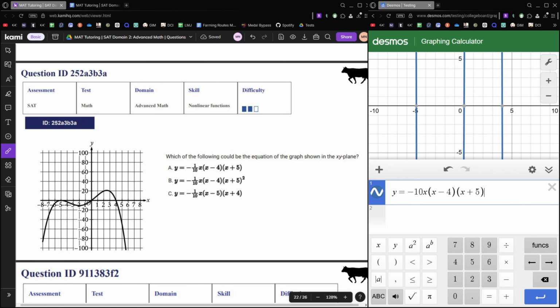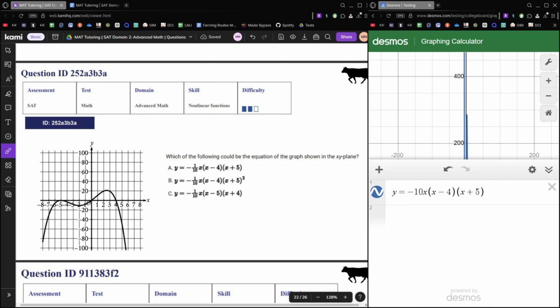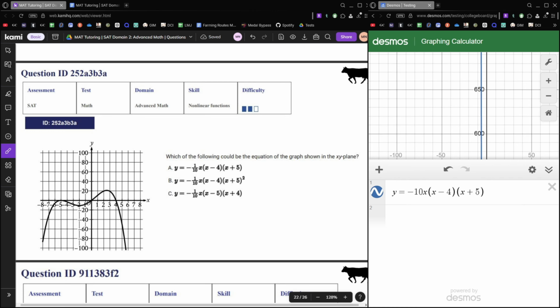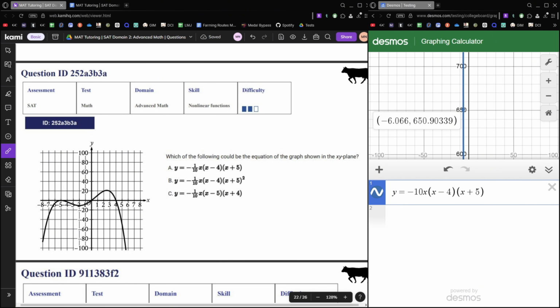Alright, here's answer choice A, and if we zoom out, what the heck is happening right here? Alright, well, you can tell, but this one line goes all the way up. But if we look at our graph, nothing should go past 20. So A is probably not going to be our answer if it's going up to 670.